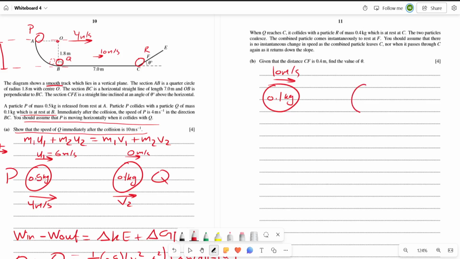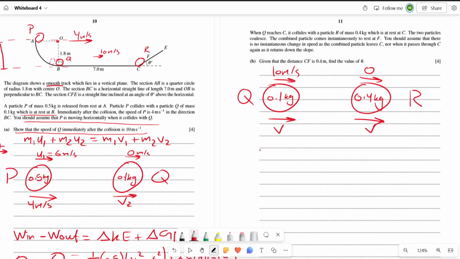And we know that C is over here, so this is Q and R. R has a mass of 0.4 kilograms and it has a u value of 0. Okay. After the collision, they are both going to combine and move with the same speed. Let's call it v. So let's apply the same equation, m1u1 plus m2u2 equals m1v1 plus m2v2.